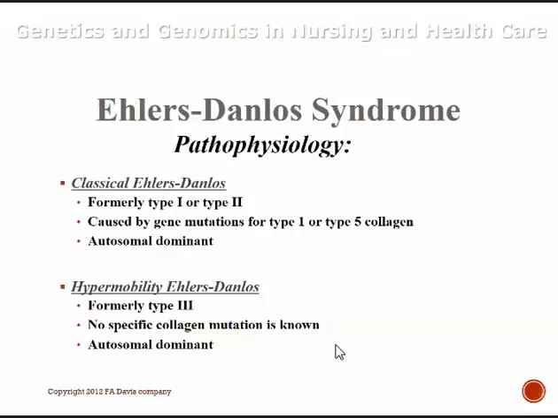Another type is hypermobility Ehlers-Danlos, and formerly that was known as type 3. There's no specific collagen mutation known, and it's an autosomal dominant pattern.